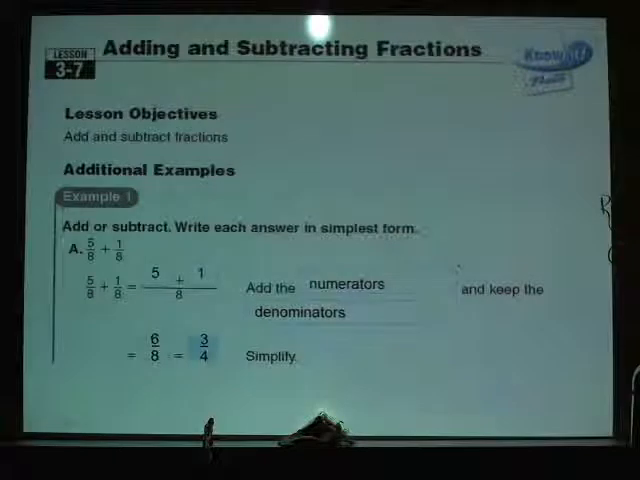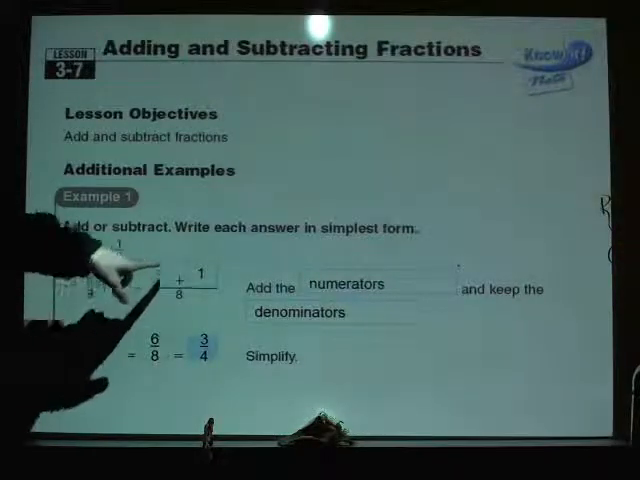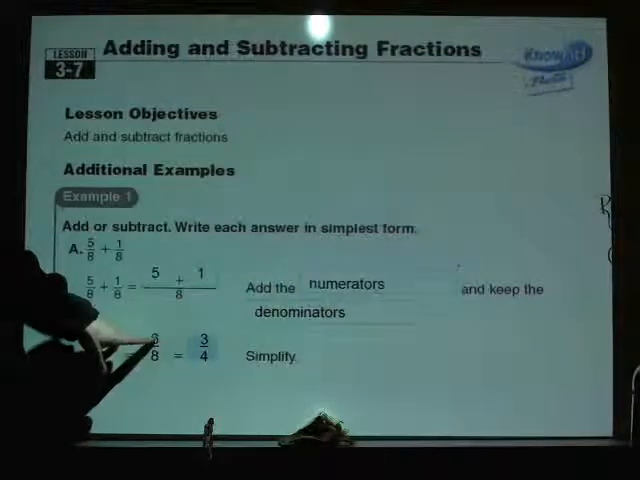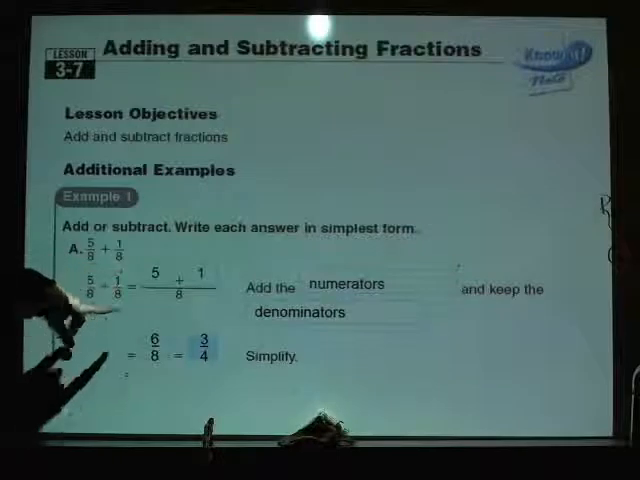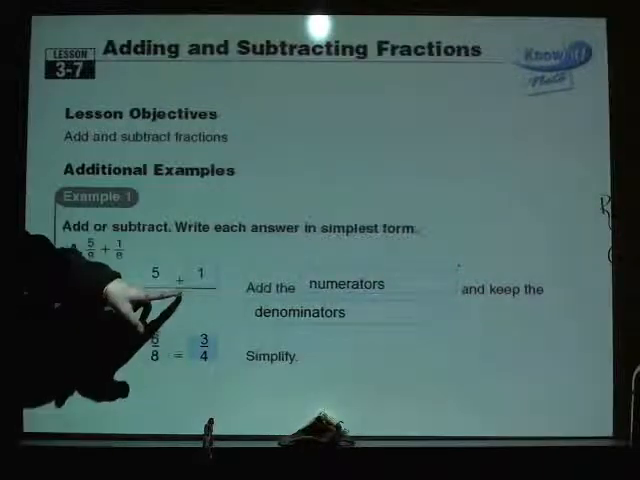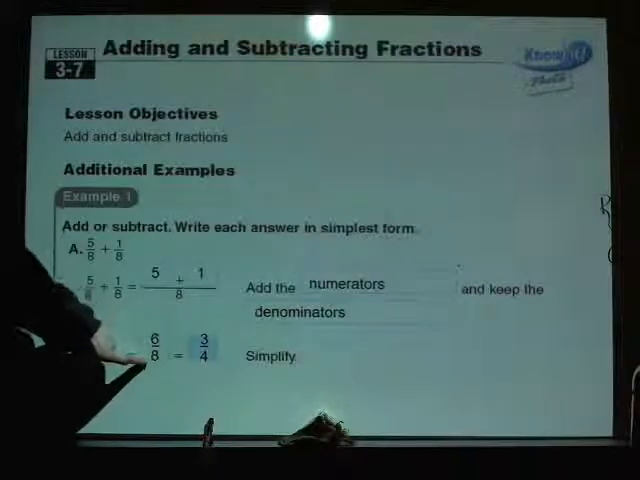So I'm going to look at my numerators. My numerators here are 5 and 1. I'm going to combine those with addition, and that's going to yield 6 as a result. And whatever the denominator is in the question is how it goes down to the answer. So as you can see in the middle step here, it stays 8, and in my final answer here, it stays 8. So I end up with 6 over 8.